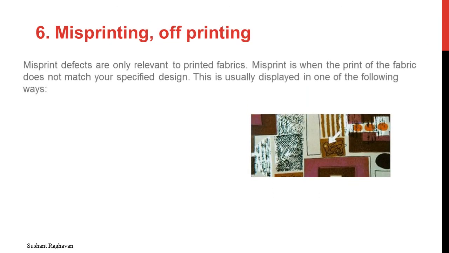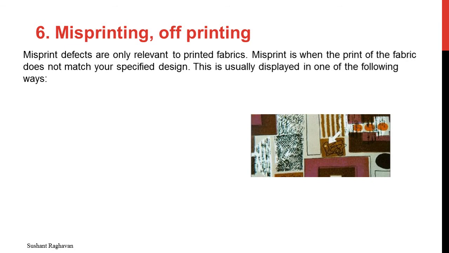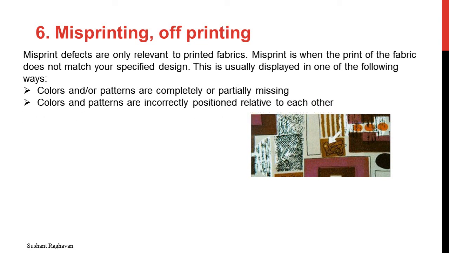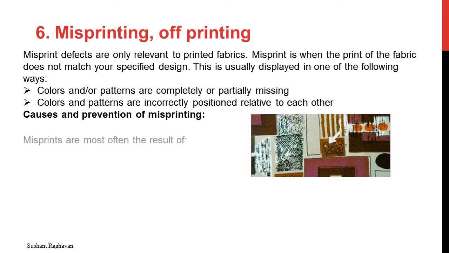Misprinting, off printing. Misprint defects are only relevant to printed fabrics. Misprint is when the print of the fabric does not match your specified design. This is usually displayed in one of the following ways. Colors and or patterns are completely or partially missing. Colors and patterns are incorrectly positioned relative to each other. Causes and prevention of misprinting.